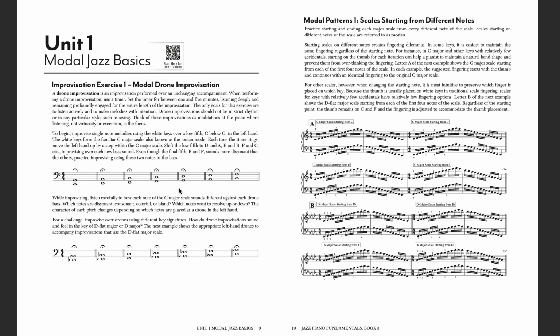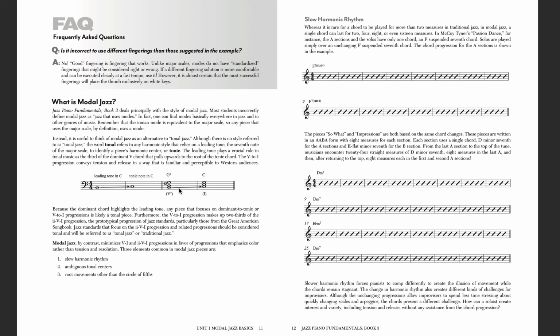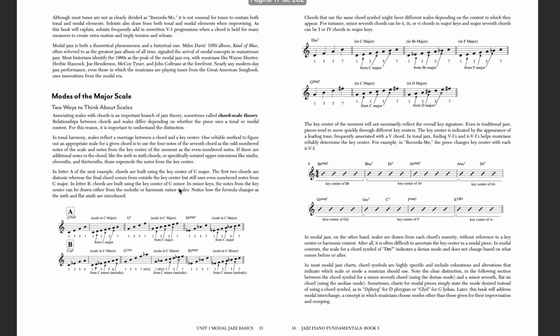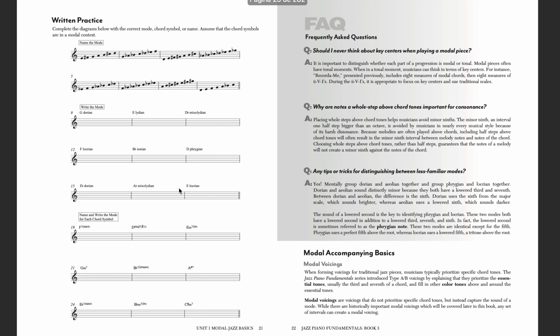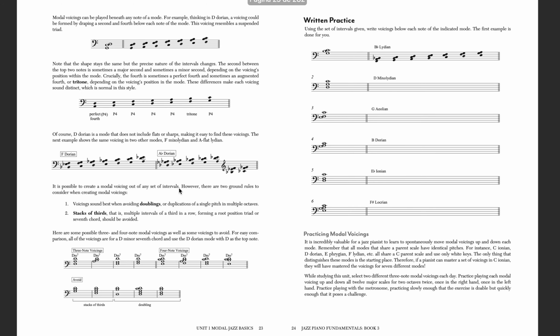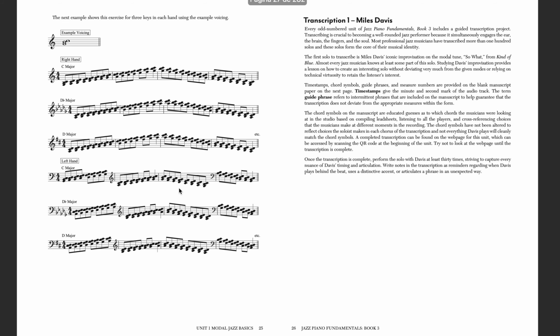So if you're familiar with the Jazz Piano Fundamentals series, this should look familiar to you, that each unit has a kind of predetermined pattern. You're going to have an improvisation exercise. You're going to have modal patterns. Then you're going to have some instruction that's going to include some written practice. You can see there's frequently asked questions here. And then as you get going, so here's some written practice about modal voicings, how to practice modal voicings.